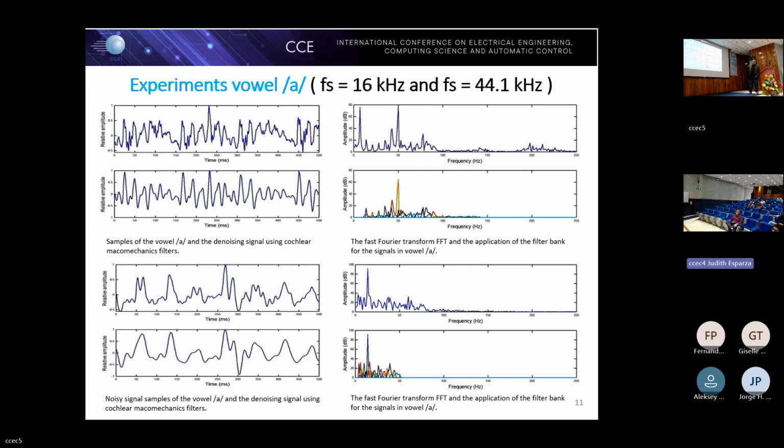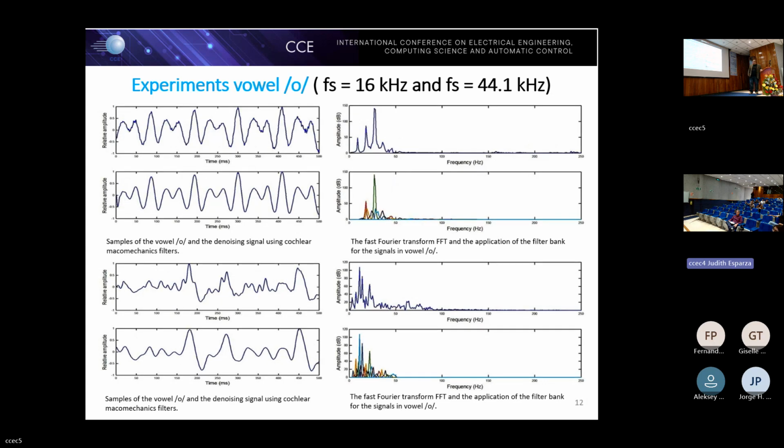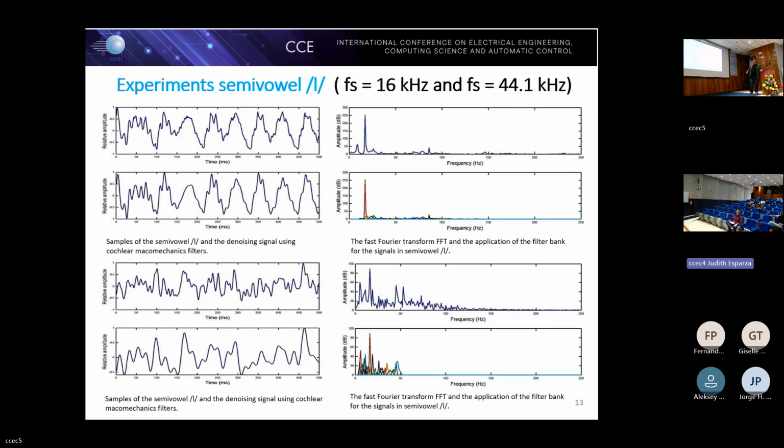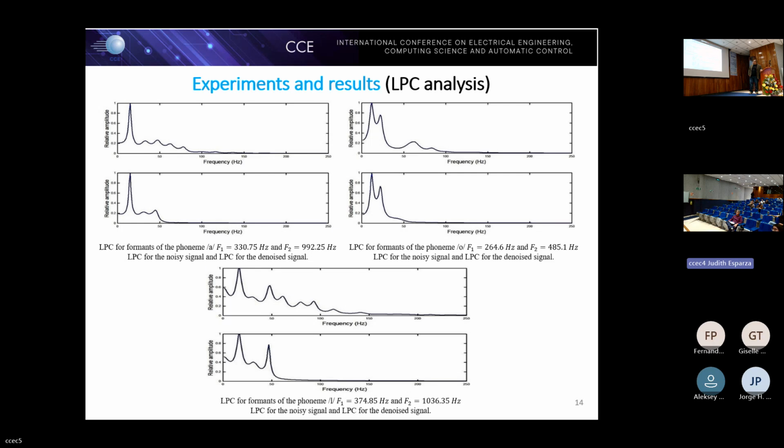No, this is the time domain, and this is the frequency domain. Yeah, but in your amplitude, it goes from 0 to where? This is the result of the fast Fourier transform. Go to the next slide. In the next slide, this one is also a fast Fourier transform. Next. This is linear prediction.